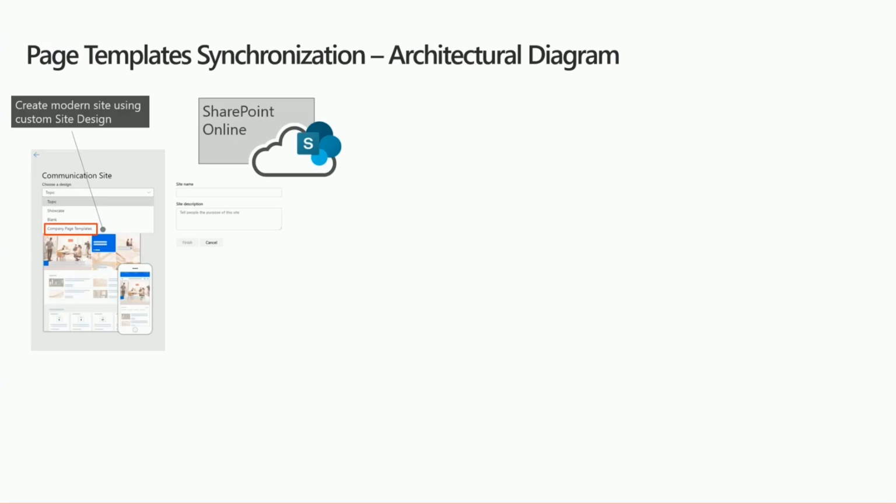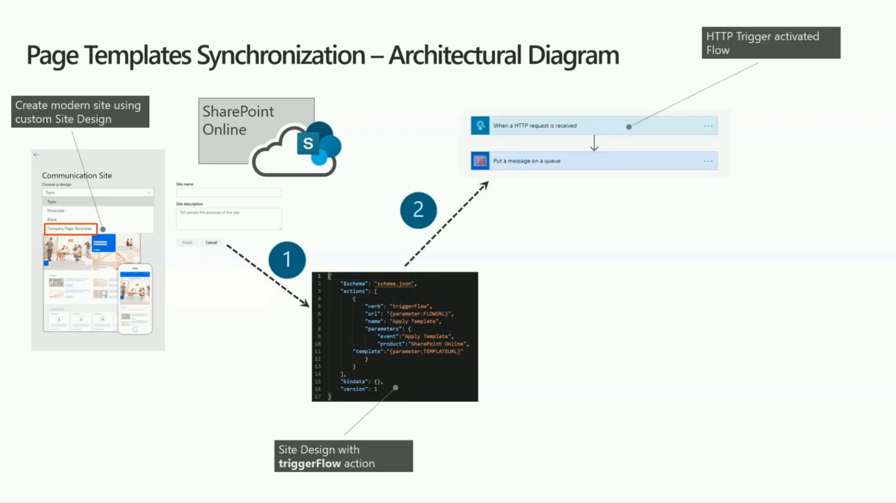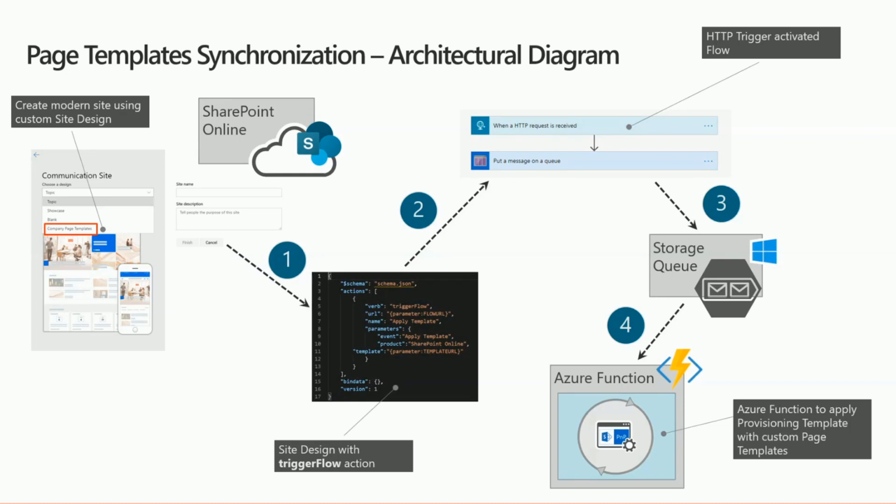To give you an idea of the overall architecture of the proposed solution, you can have a custom site design which will be available in the list of designs that you can select when you create a modern site. Inside of the site design, you can use the trigger flow action, which is useful to invoke an external Microsoft Flow. So we are back again on Flow. The flow can be an HTTP-triggered flow, so that you wake up the flow instance with an HTTP request coming from the site design. You put a message in a storage queue, and thanks to the message in the storage queue, you activate an Azure Function, which does the actual provisioning of the PnP provisioning template, which will include the page template.